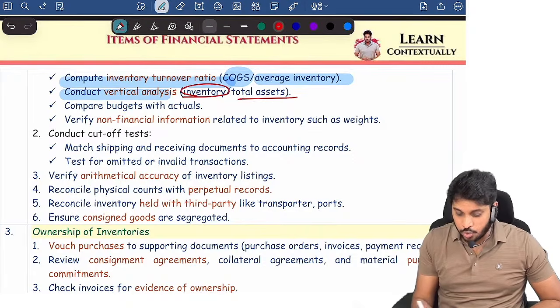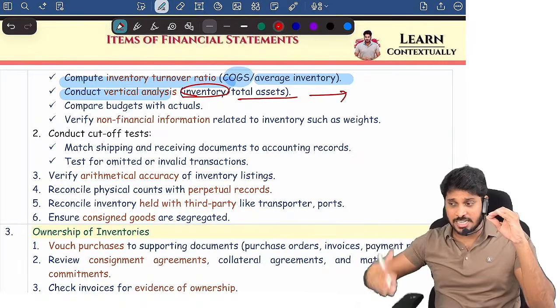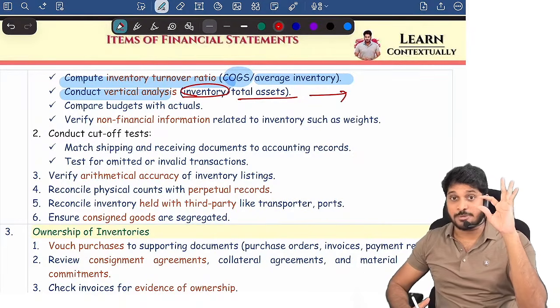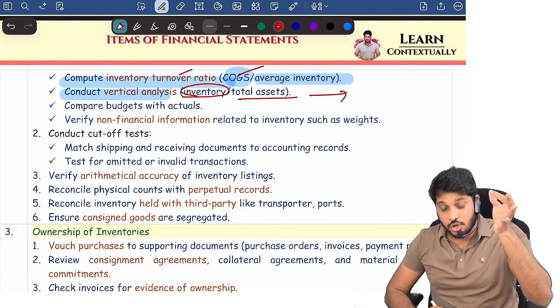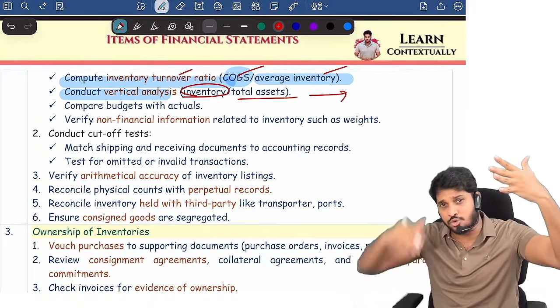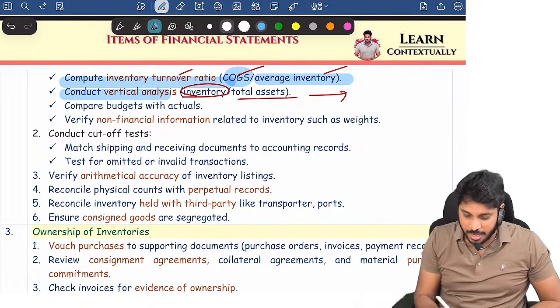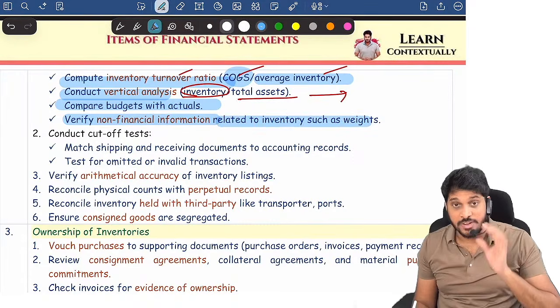Conduct vertical analysis. What is the inventory to total assets? How much is inventory to the total assets? Total balance sheet asset value 10 crore, inventory 2 crore, then 20%. This is vertical analysis. Then inventory turnover ratio: cost of goods sold divided by average inventory. Turnover by inventory you can put, or cost of goods sold by inventory you can put. Compare budgets with actuals and verify non-financial information related to inventory such as weights.